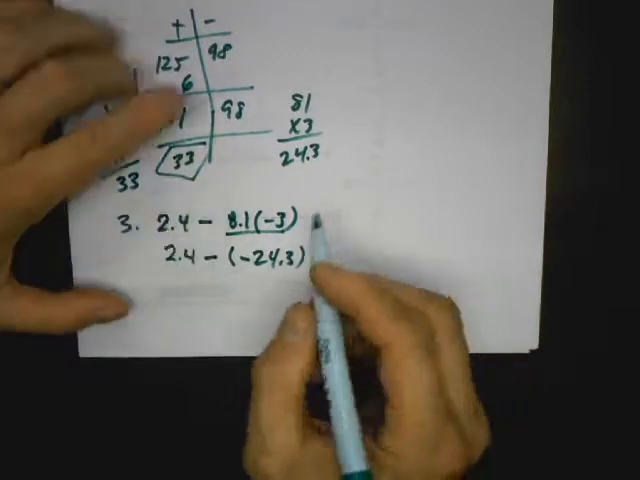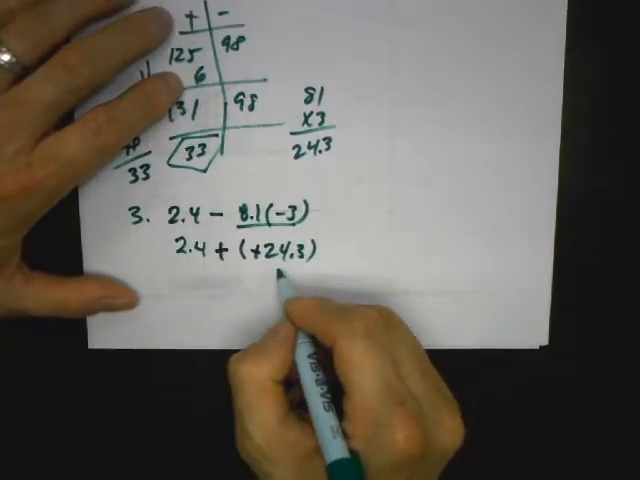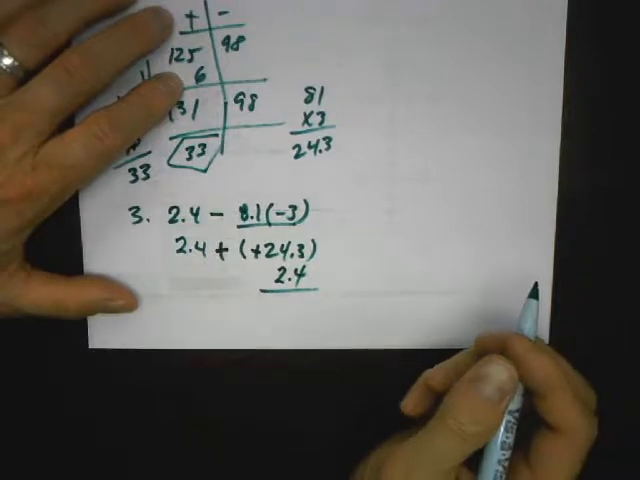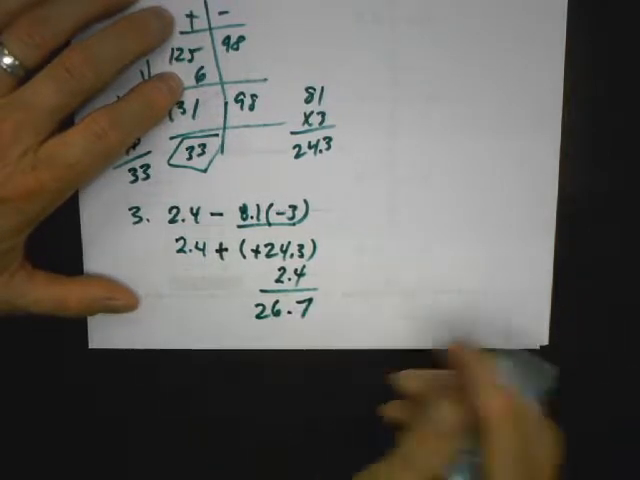That's a negative. Then I can do add the opposite. Now we're on the same team, so I'm going to add them. I line up my decimals, drop the decimal down. I get 26 and 7/10 is the answer.